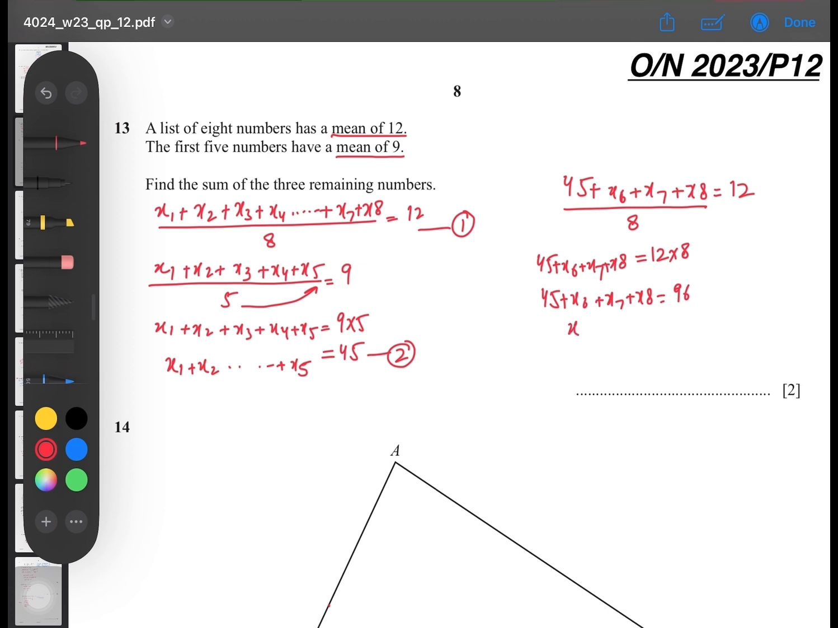After solving, I'll get the sum, that is x6 plus x7 plus x8 is equal to 96 minus 45. So this is equal to 51. So 51 is actually the sum of the 3 remaining numbers. So 51 is the answer.